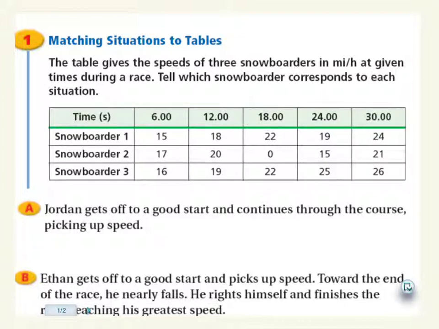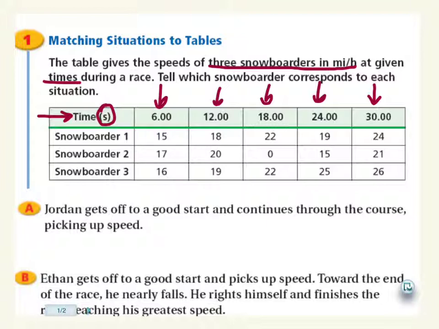We've got the speed of 3 snowboarders in miles per hour at given times during the race. And then it asks us to tell which snowboarder corresponds to each situation. So snowboarder 1, let's just look at the table first. What I'd always advise you guys to do is acquaint yourself with what you've been given. Right here, that very first row tells us the time in seconds. So that first column means, okay, at 6 seconds, at 12 seconds, at 18 seconds, at 24, and then at 30. The next rows are the different snowboarders.